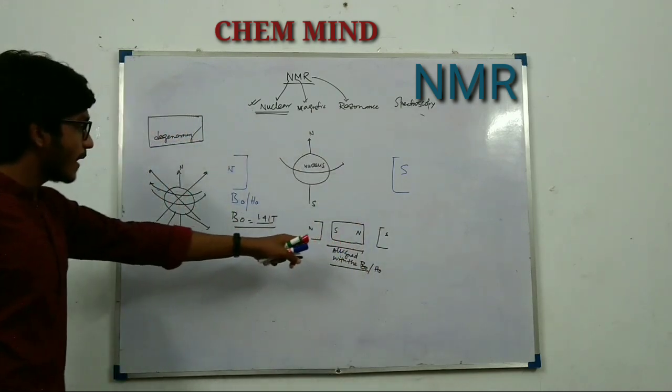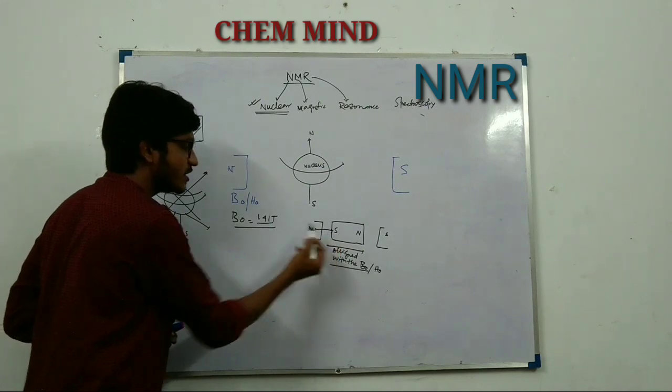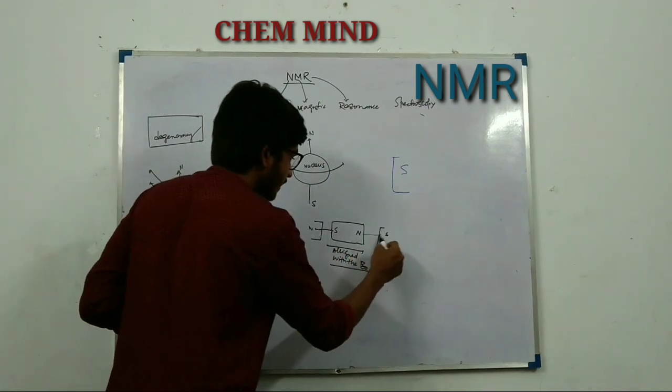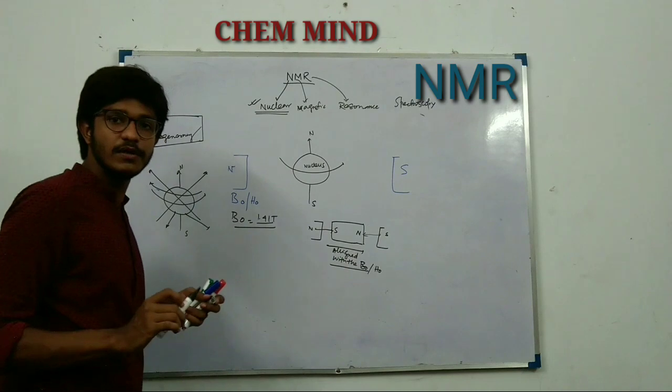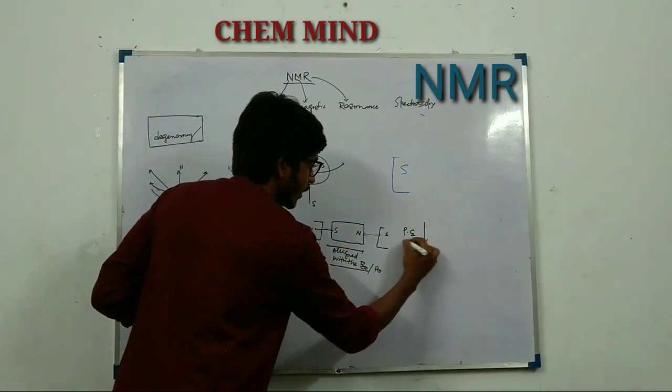It means there is a north pole and a south pole, and a huge interaction between them. So what happens is the potential energy goes down.